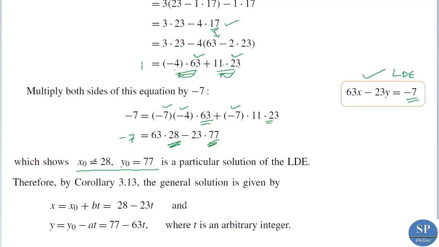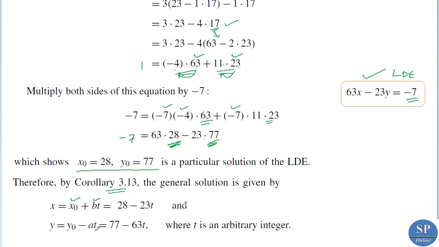So we obtained a particular solution x naught and y naught. By the corollary of the previous theorem, the general solution is x equal to x naught plus bt, because the GCD of a and b is equal to 1. So the general solution is x equal to x naught plus bt, y equal to y naught minus at. Replacing the value of x naught and b, we get 28 minus 23t.